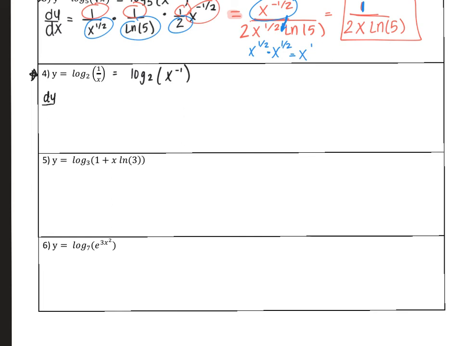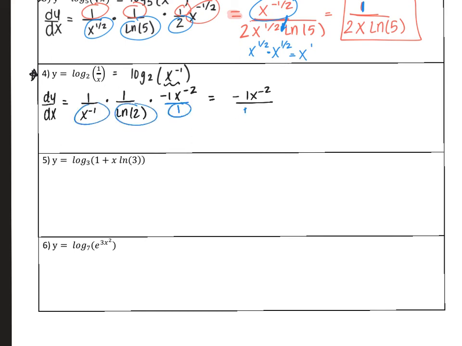Okay, so dy over dx is 1 over the inside times 1 over ln of the base times the derivative of the inside, which is this. So negative 1 x to the negative 2. And then you can simplify everything on top or multiply them. And I will put this over 1. So this times this times this goes on the bottom. So 1 x to the negative 1 ln of 2.